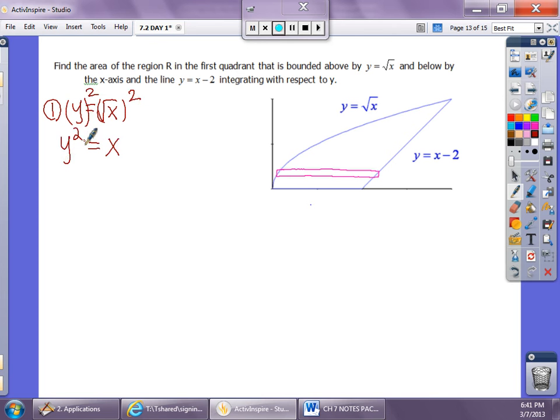Okay? And then the other function, y equals x minus 2. I'm going to solve for x, and that gives me y plus 2. This here and this here are the functions I'm going to use to find my area.